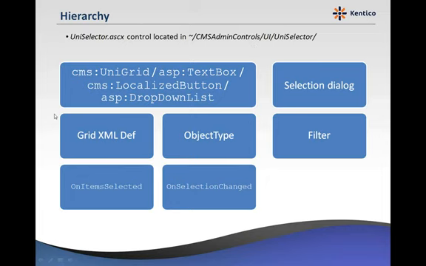grid XML definition. If you attended the last seminar, you know that the grid XML definition is an XML file that specifies the behavior and layout, or functionality, of the UniGrid. The important information for the UniSelector is also the object type. The object type is represented by the class code name. The class code name stands for basically any system object within Kentico CMS.